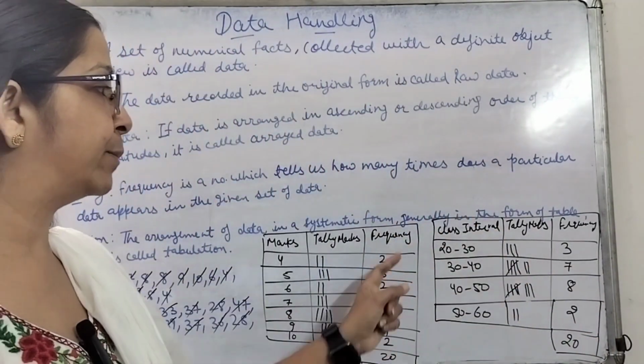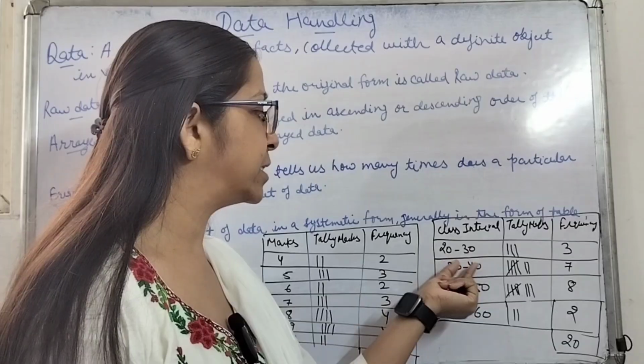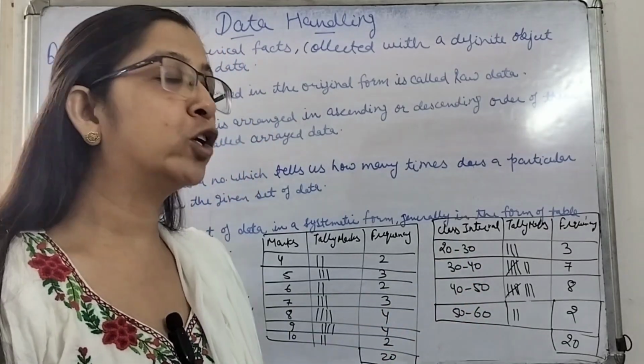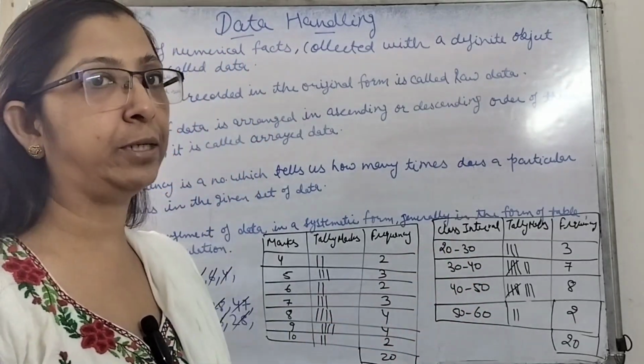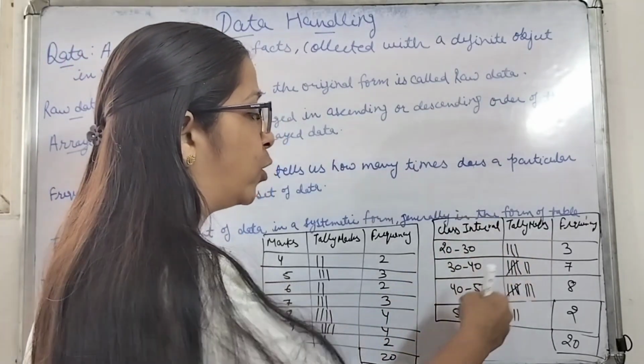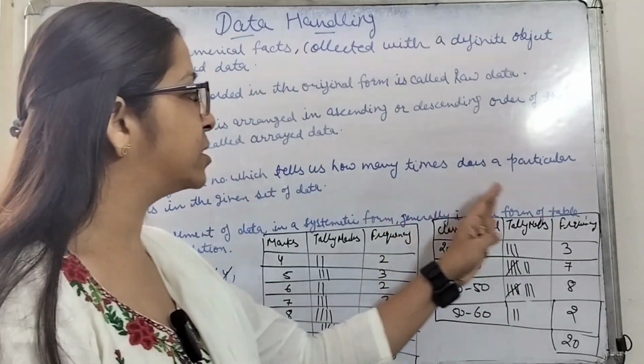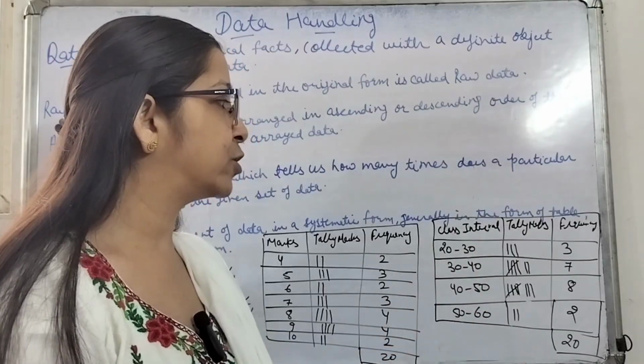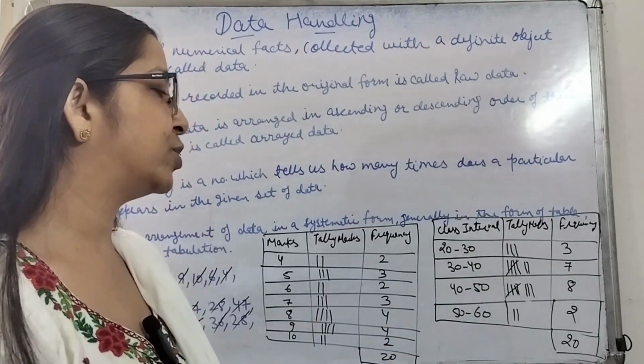So this type of table in which we have taken the class interval is known as a grouped frequency distribution table, because we have made the grouping over here from 20 to 30, 30 to 40. All these groupings are there. So this type of tabular form is known as a grouped frequency distribution table.